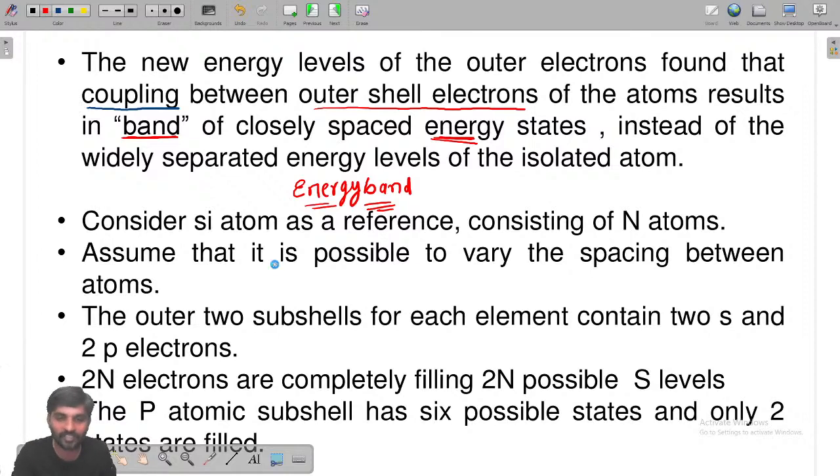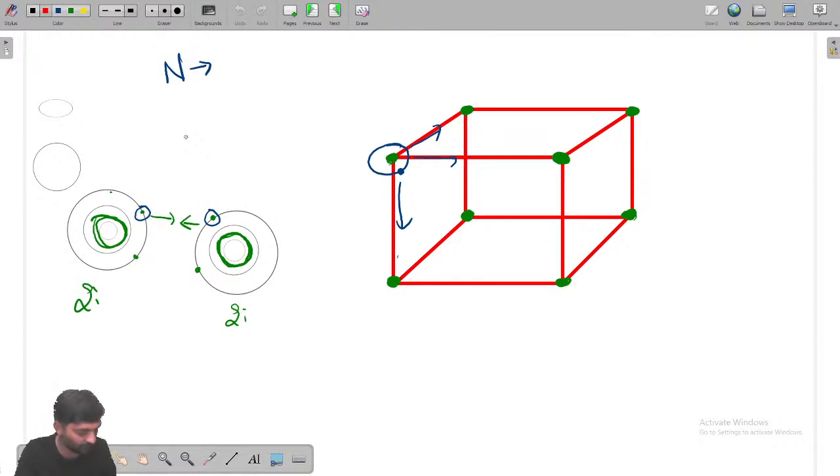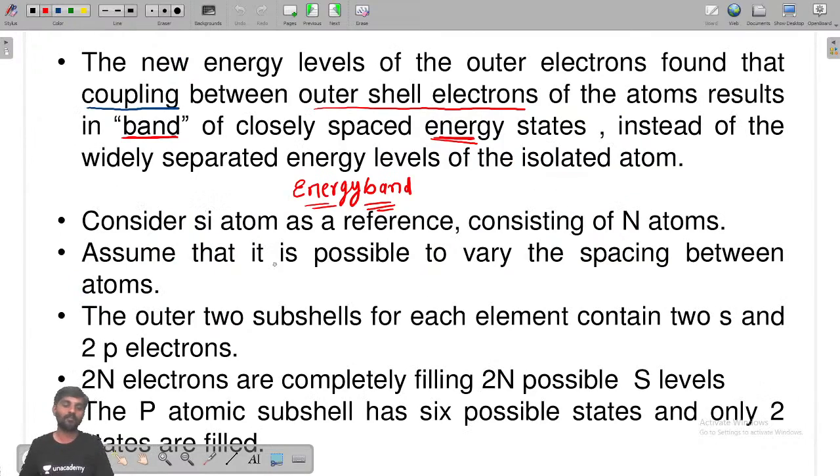Clear? Did you understand what I mean? Okay. We will stop here because I have to discuss many things now. We will restrict our discussion to the energy band only.